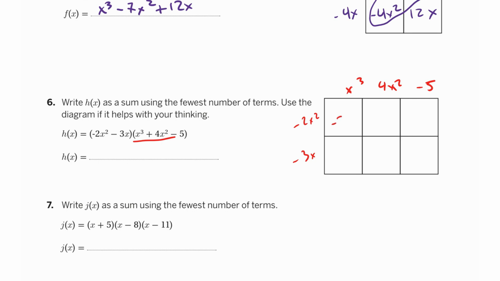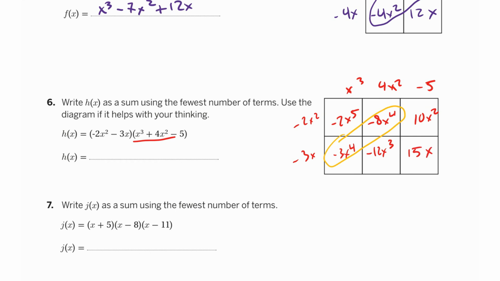Multiply through negative 2x to the power of 5, negative 8x to the power of 4, 10x squared, and then negative 3x to the power of 4, negative 12x cubed, and 15x. So when I'm looking for what adds together, I see that my power of 4s are good, but there are no other terms that I can combine like terms to get.